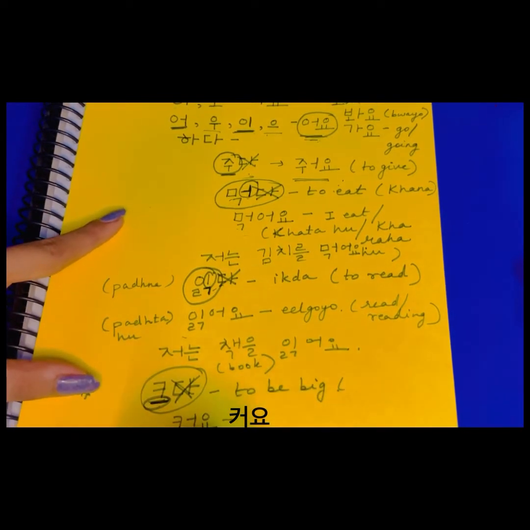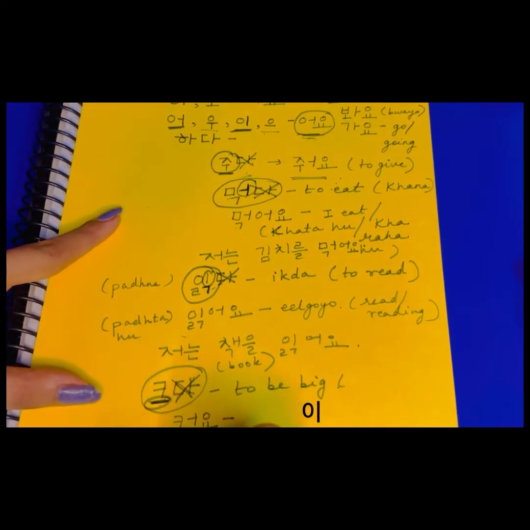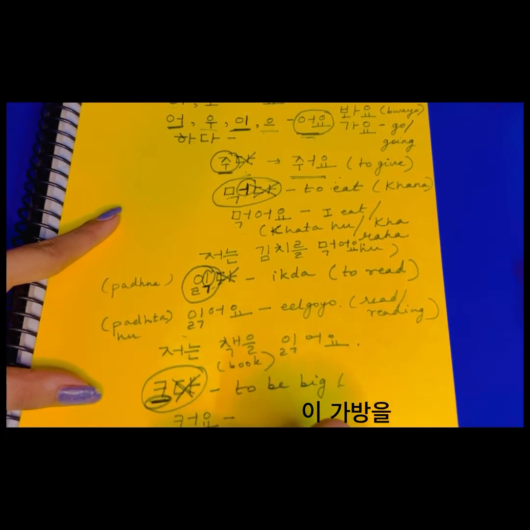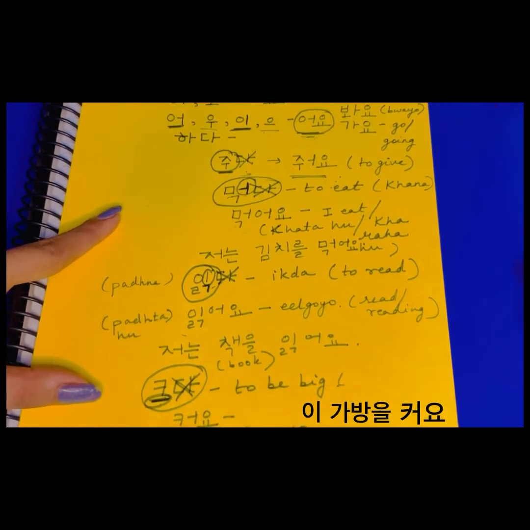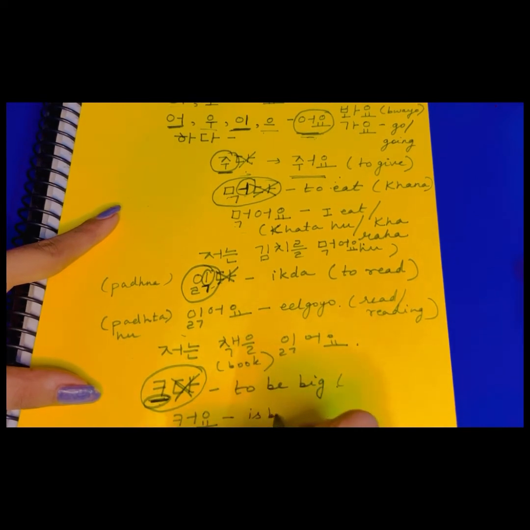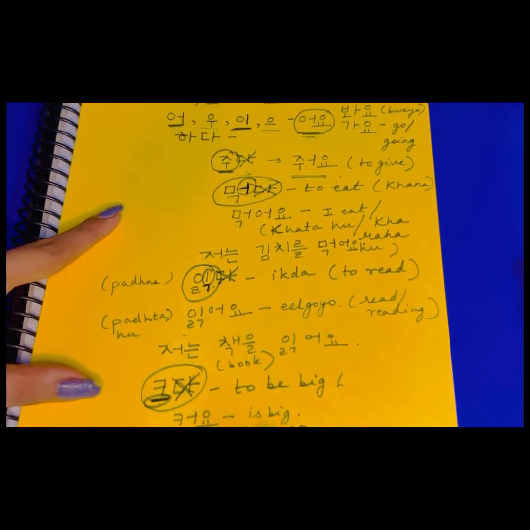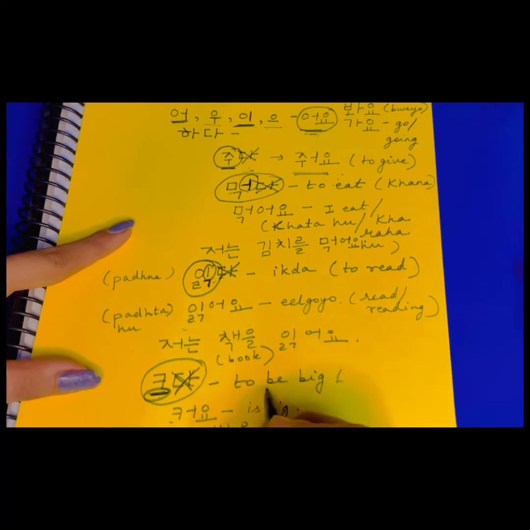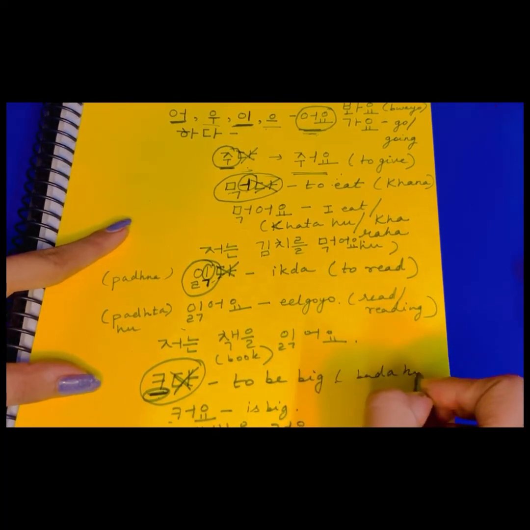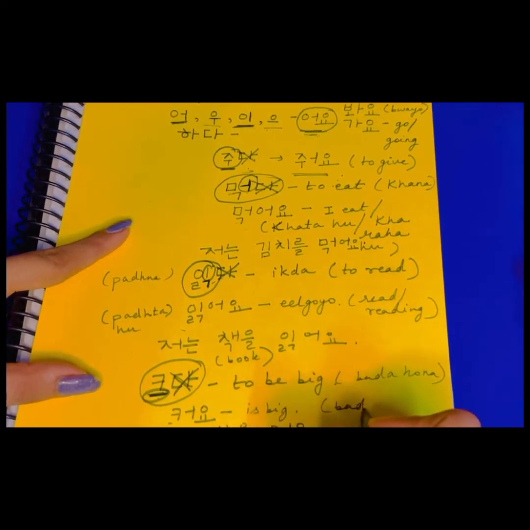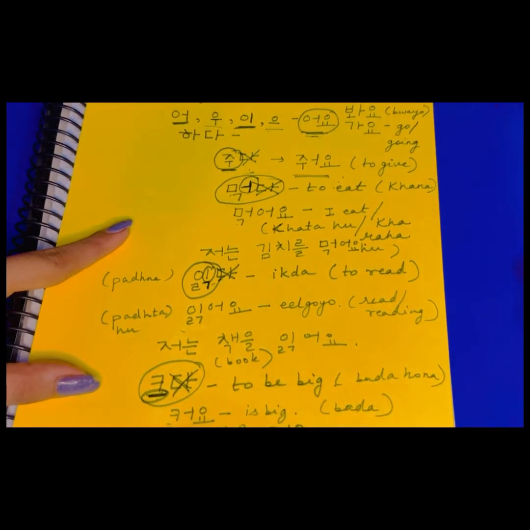So suppose I want to say this bag. 가방 is bag. khoyo means big. So this bag is big. Not this bag is to be big, right? We'll say this bag is big. So this is big. Okay? So this bag is big.